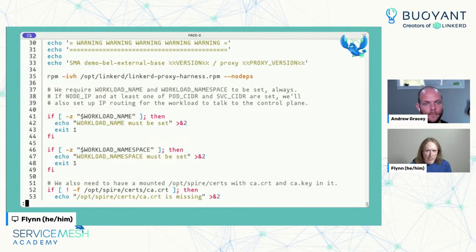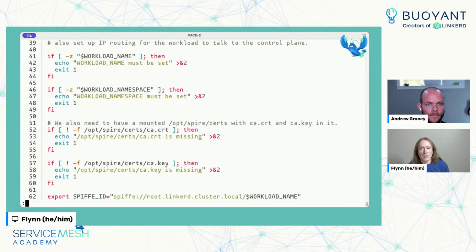We need the workload name and the workload namespace to be set because we're going to hand that over to the harness in a minute. And we also need the certificates that Spire wants, which I think is actually set in the Spire or checked in the Spire bootstrap as well. So I should deal with that. All right.